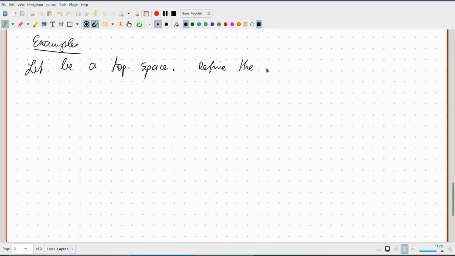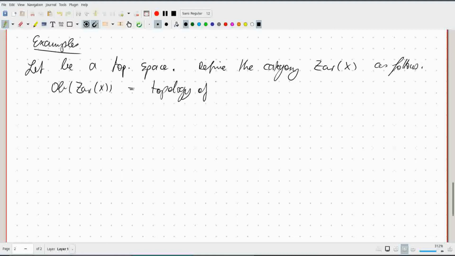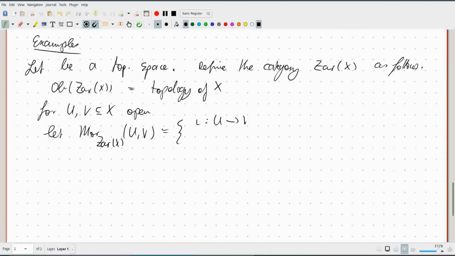Define the category X as follows. The objects are the open subsets of X, so the topology of X, and for U and V in X open, let the morphisms in X between U and V equal the inclusion U into V if U is a subset of V, and so the set containing the inclusion if U is a subset of V and just nothing otherwise.